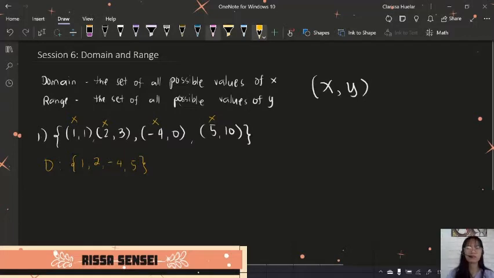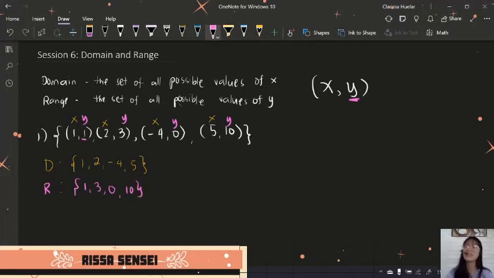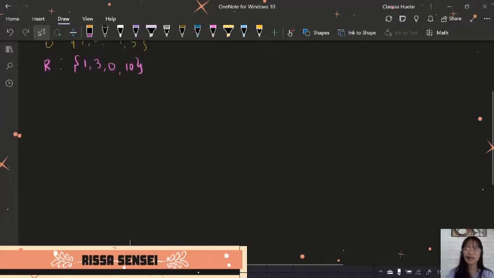Then, how about the range? So, yung range naman, yung kasunod na number or coordinate. So, we have 1, 3, 0, and 10. So, how do we write that? We have {1, 3, 0, 10}. Very simple. Sobrang simple lang. Ganun lang. Napakadali. And paano naman kapag given ay isang graph?